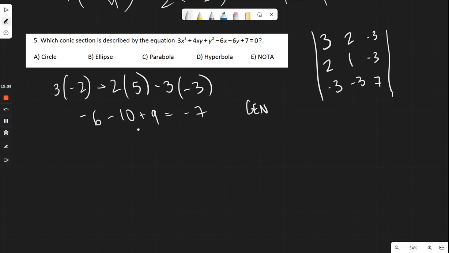So non-degenerate conic. Yay! It's not just a point or 2 lines or 1 line or whatever degenerate hyperbolas are. You should probably know the degenerate forms of all conics, but it is non-degenerate.